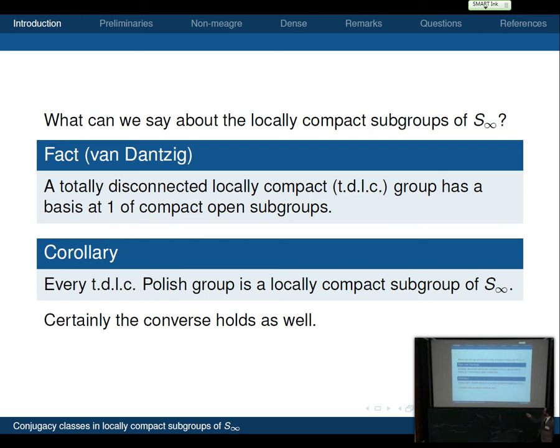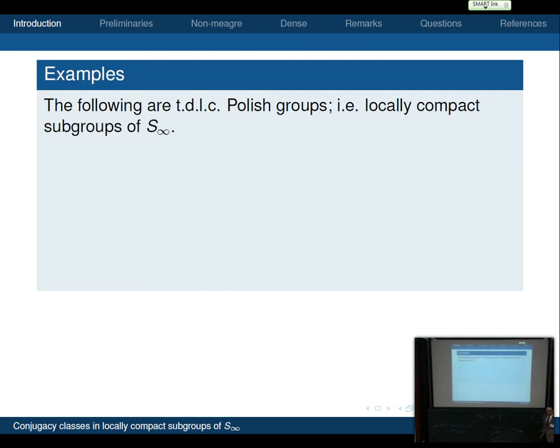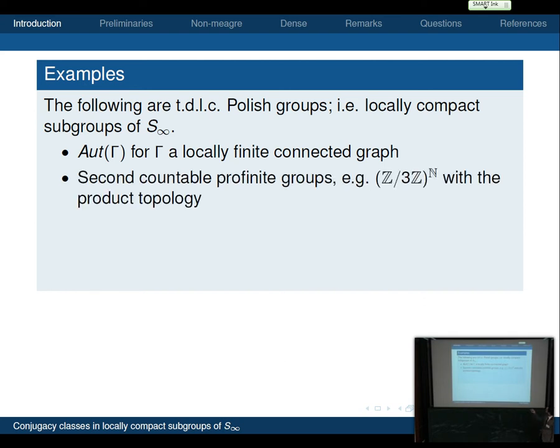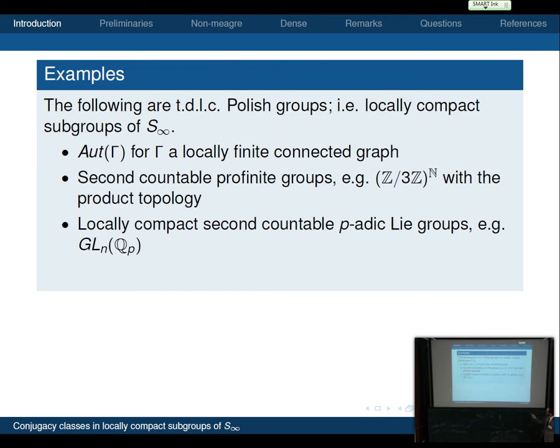So maybe we should spend some time thinking about what these things look like. It turns out there are many T.d.l.c. Polish groups in mathematics. For instance, the automorphism group of a locally finite connected graph is naturally a T.d.l.c. group. The way to see this is that the distance is first-order definable, so a stabilizer of a point has a finite orbit over any other point. People in geometric group theory are very interested in these sorts of things. Second countable profinite groups, for example the countable power of Z mod 3Z, are another example. More interesting still are locally compact second countable p-adic Lie groups. For example, GL_n(Q_p) is again a T.d.l.c. group. And lastly, of course, countable discrete groups.